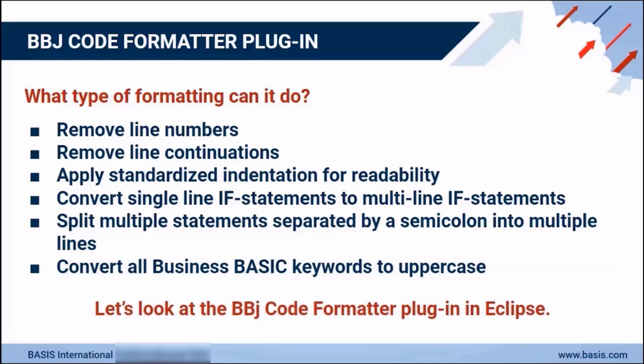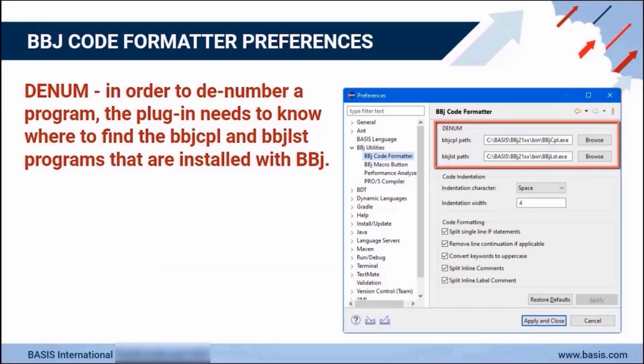Let's look at the BBJ Code Formatter plugin in Eclipse and see how that actually works. The first one of those options we want to look at in more detail is the one called denum. In order to denumber a program in the Eclipse IDE and in the BBJ Code Formatter plugin, it needs to know where to find two of the utilities that are installed with BBJ. And those are BBJ CPL and BBJ LST.